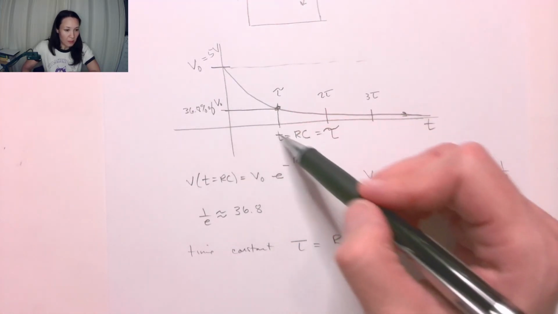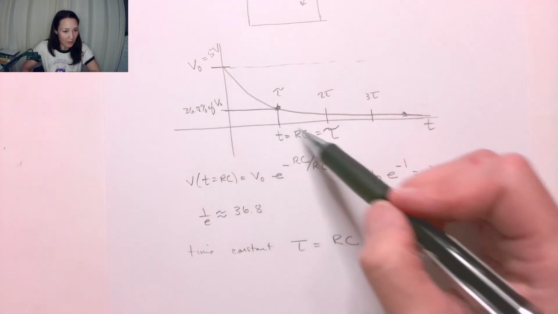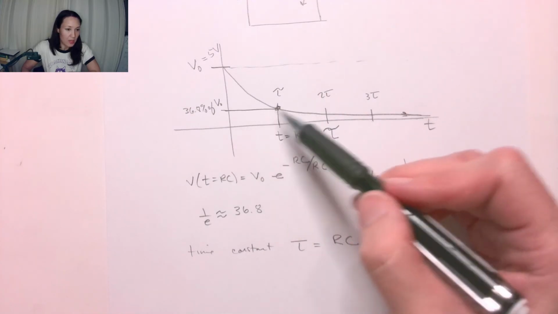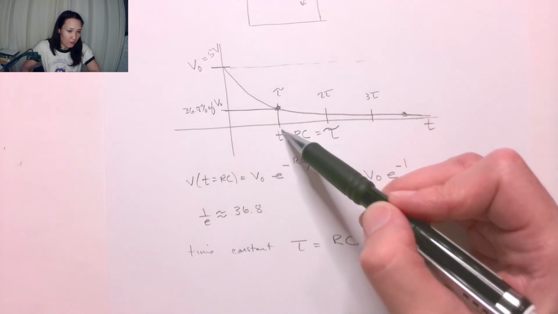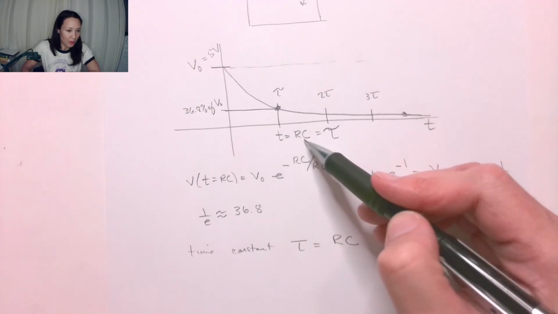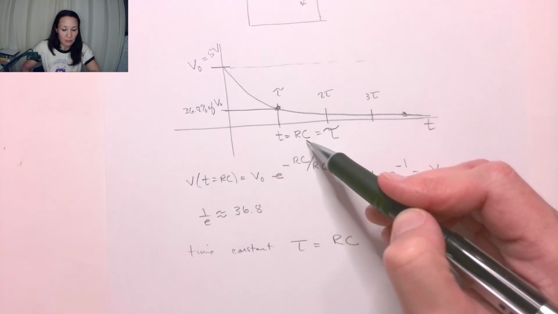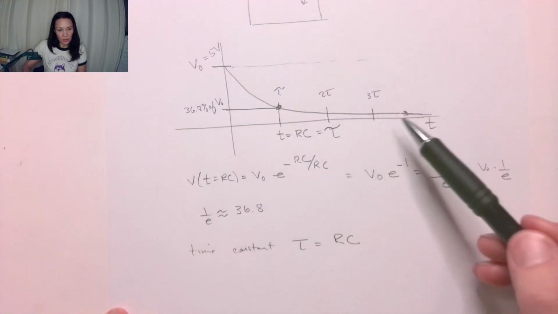Suppose you don't know what the R and the C values are, but you do have the graph of the discharge cycle. You could find 0.368 V0, find where the corresponding t value is, and now you have a numerical value for R times C. So let me know if you have questions about the RC time constant when it comes to the discharge cycle.